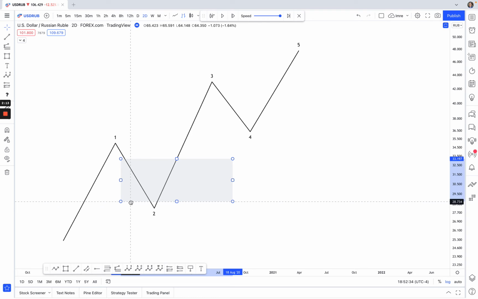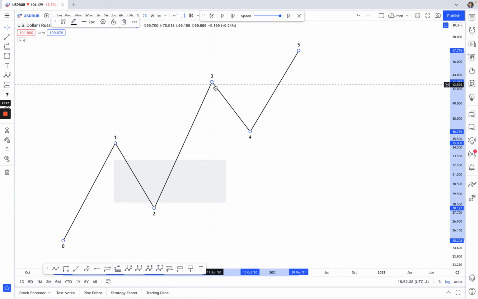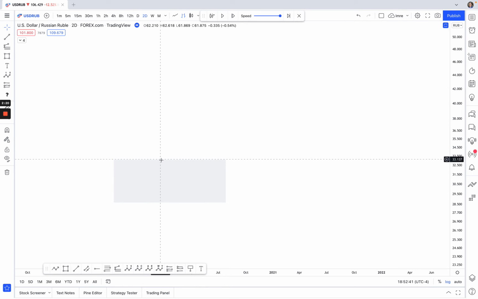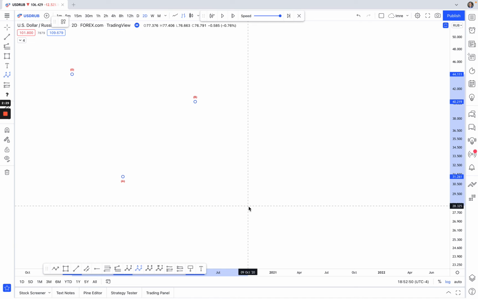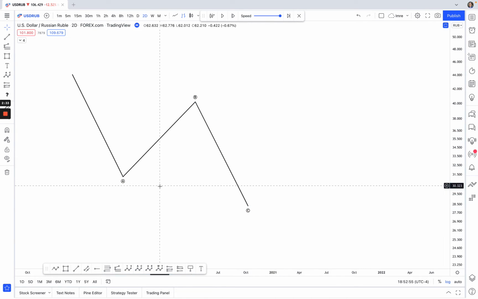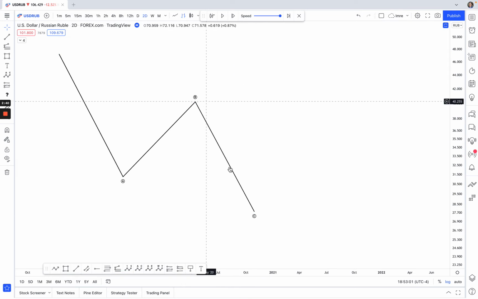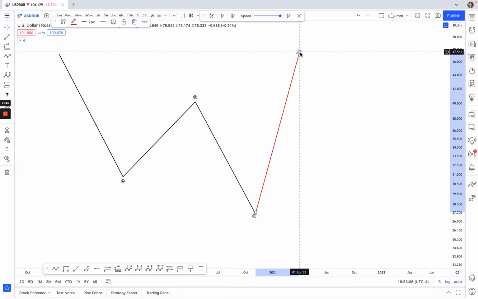This is why a triangle can't take shape in wave 2, because wave 3 is not the final move in that sequence. The other time a triangle could take shape would be, for example, in the wave B position of an ABC zigzag. So if we have a zigzag here, then wave B could be a triangle. Why? Because wave C is the final move in this sequence. Once wave C concludes, we will get a big move in the opposite direction.